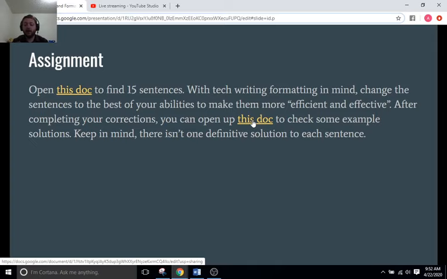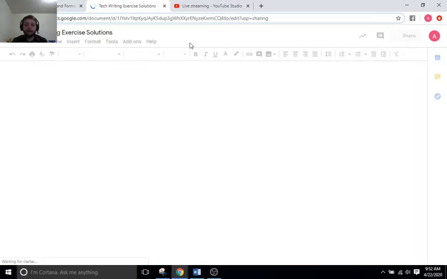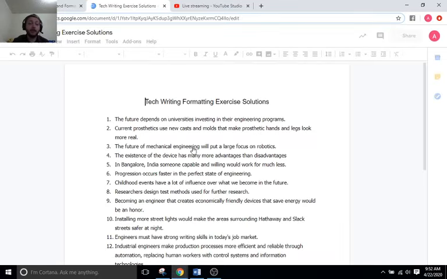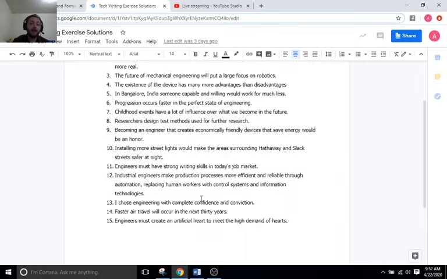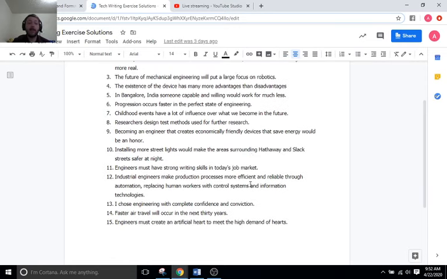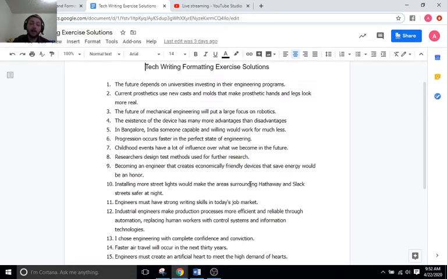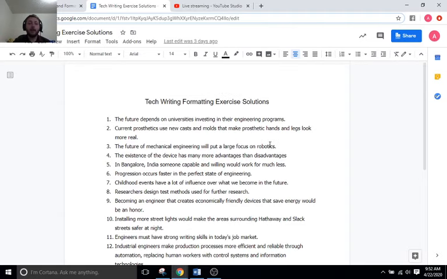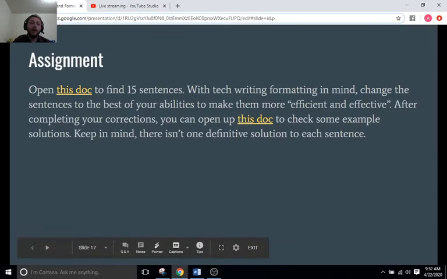There's no specific formula for how to do that. So what I have here in this doc is example solutions that I came up with. Again, yours do not have to be the same as this. Yours can be even better than these, right? It's just up to how you want to do it. So just turn that in, and that's going to be it.